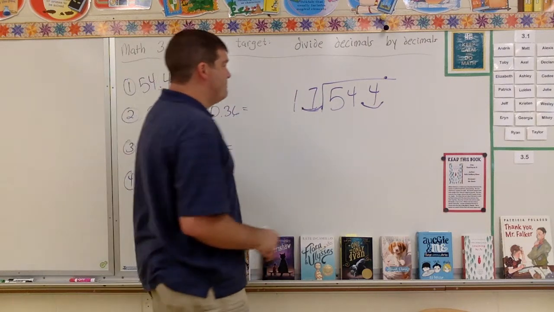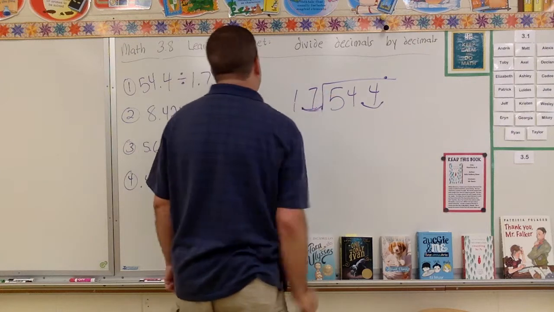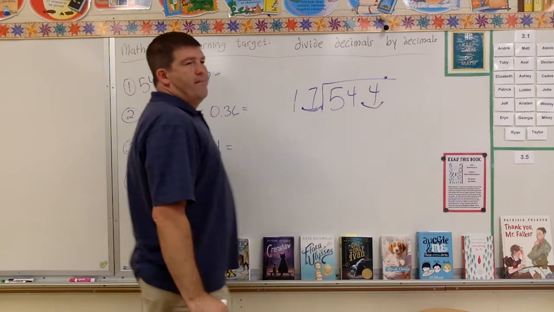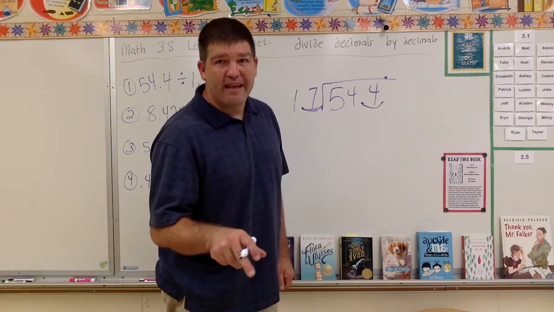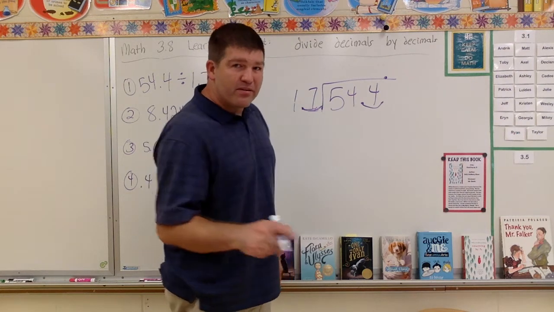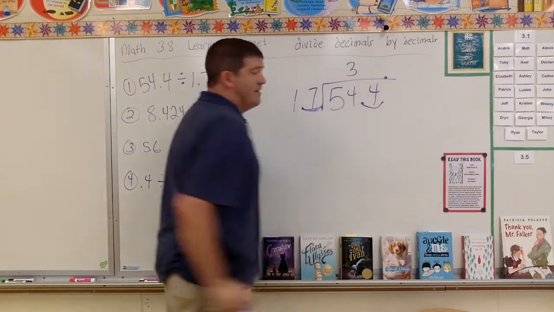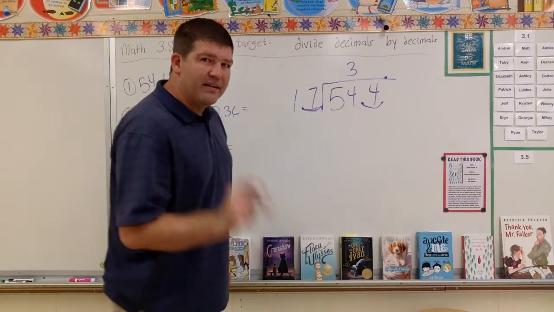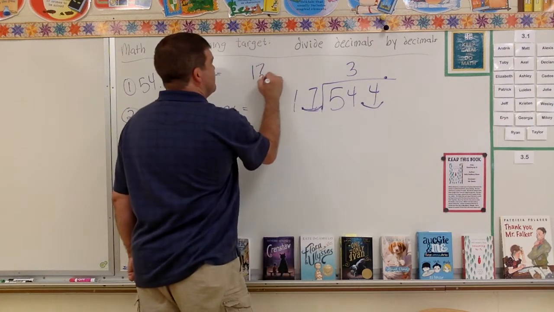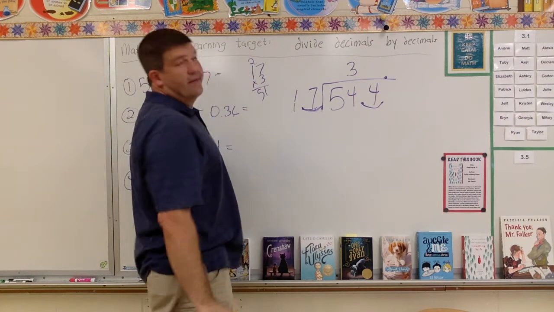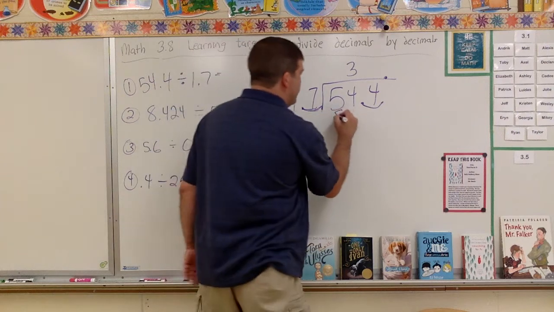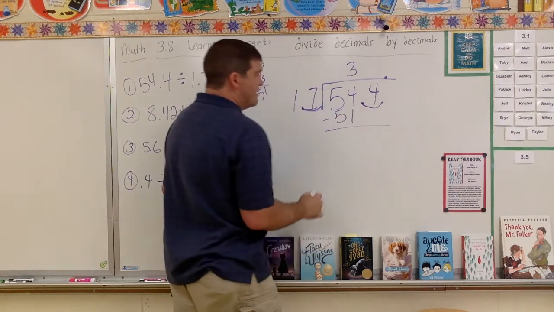All right, let's just do it. 17 goes into 54. If you remember from lesson 3.7, we did something similar to this. And if I recall correctly, it was 3. Well, let's do it again, just to be sure. It's 21, 3, 5, 51. Okay? So, 51. Then I subtract that out.